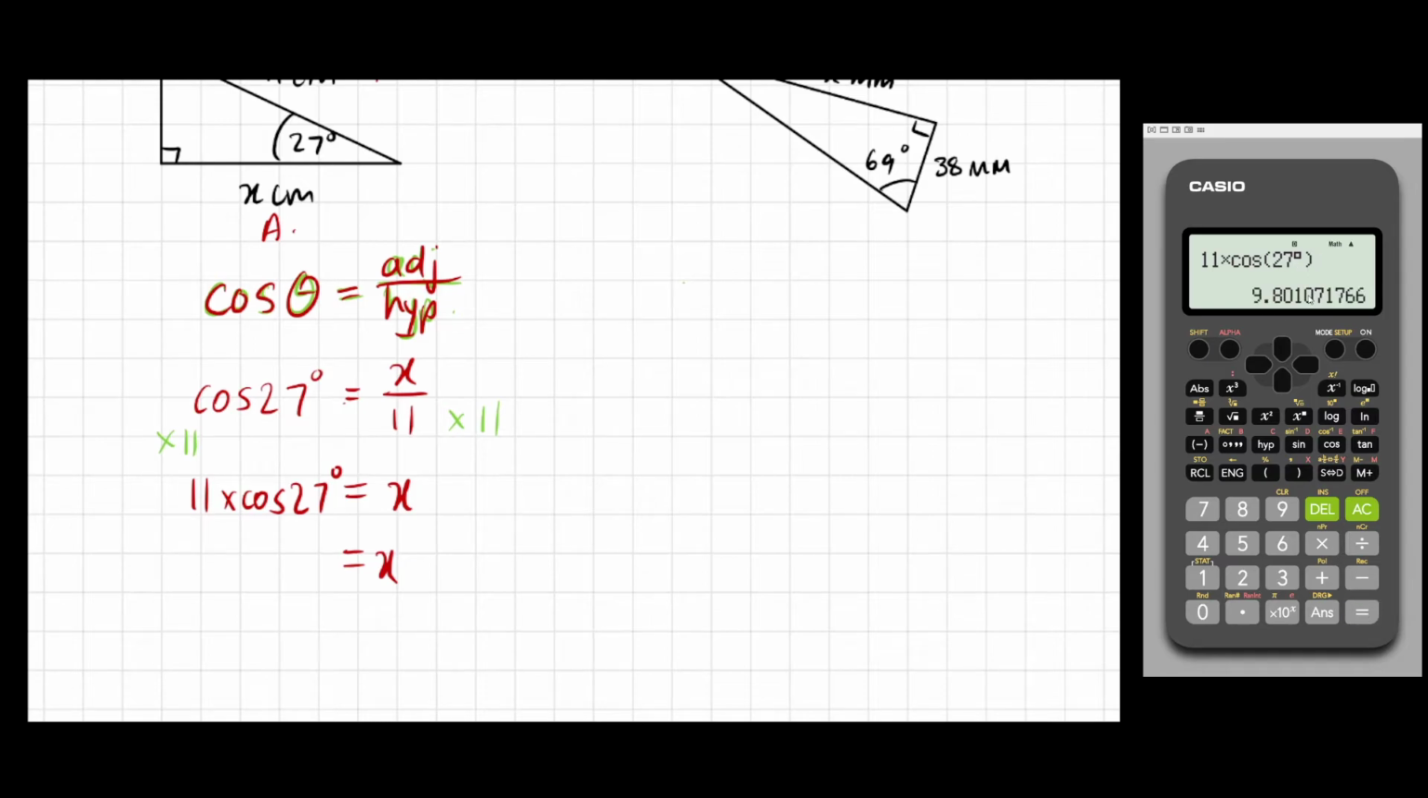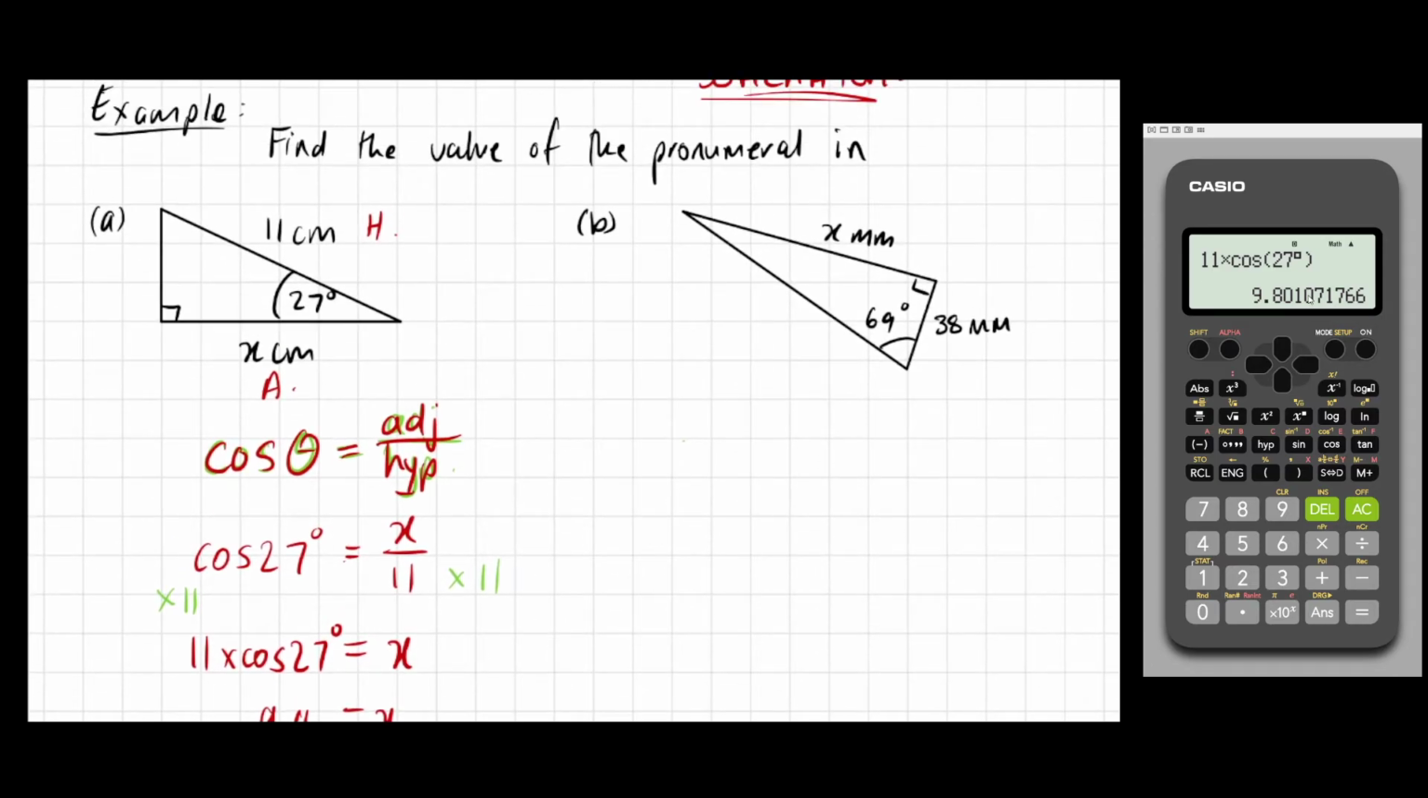You hit equals, and we get x is equal to 9.8. So in other words, the length along here has to be equal to 9.8. And that makes sense if you think about it, because the hypotenuse is the longest side in a right angle triangle. That shorter side must be shorter. And 9.8 does seem reasonable.